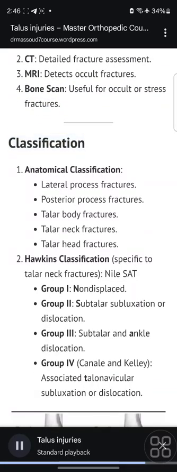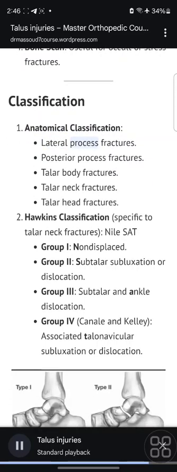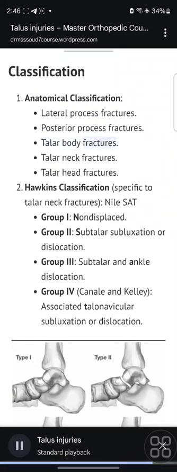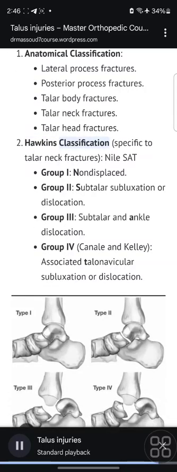Classification. 1. Anatomical classification. Lateral process fractures, posterior process fractures, talar body fractures, talar neck fractures, talar head fractures. 2. Hawkins classification, specific to talar neck fractures, mnemonic NSAT.